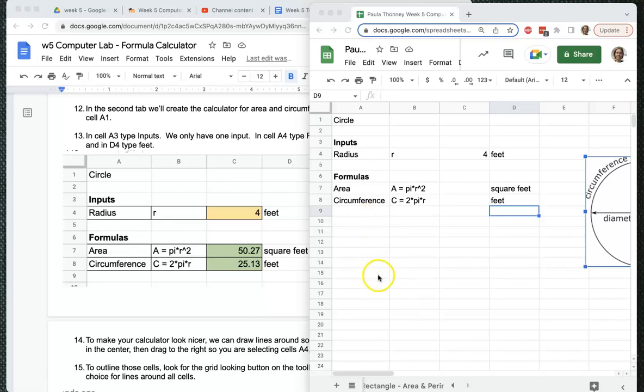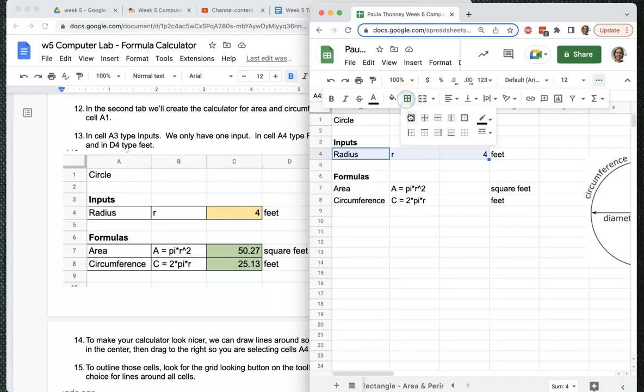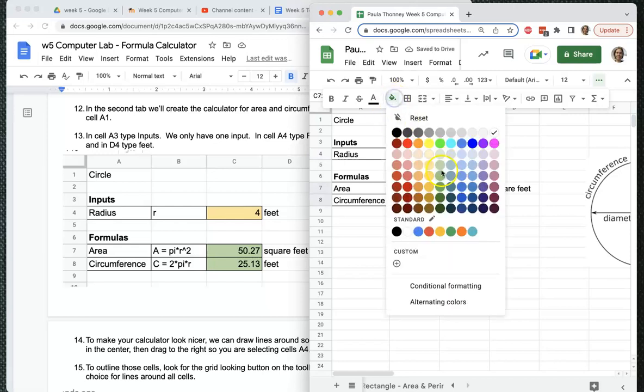So I'm in the circle calculator and I had already typed in all of this text. And the next thing we're going to do is outline these three cells. So I click in here and I select these three cells, and then I grab this item, borders, and I make the first choice. And I'll do the same thing here. And that just emphasizes these a little bit. And then I'll highlight this one in yellow and these two in green.